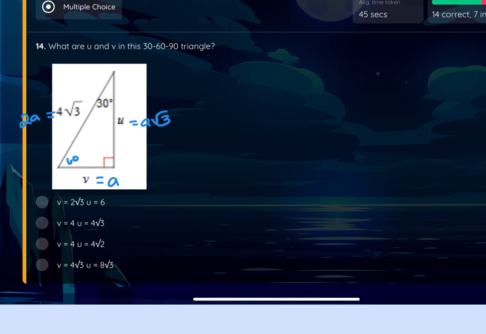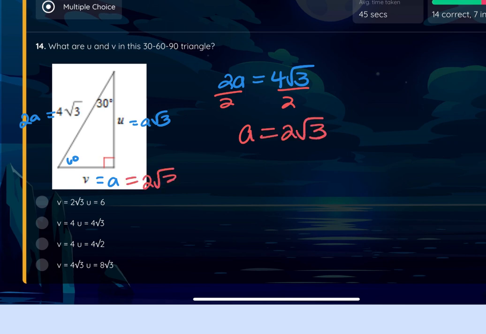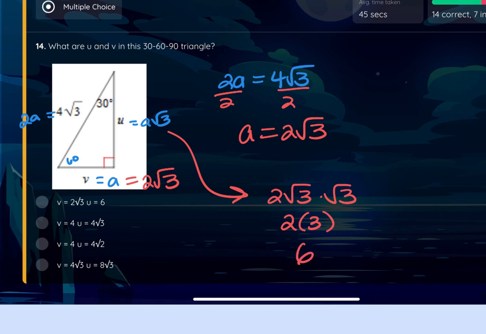There's also an obvious answer here because, like... All right, well, let's pretend that multiple choice is not there, though, right? So I would have to solve for a. I'm going to divide both sides by 2. And a equals 2 root 3. So that's the side that would be V. V would be 2 root 3. And then U would be 2 root 3 times root 3, or 2 times 3, which is 6. That's U.